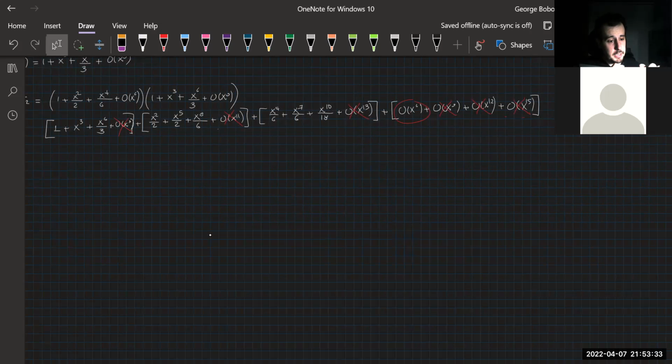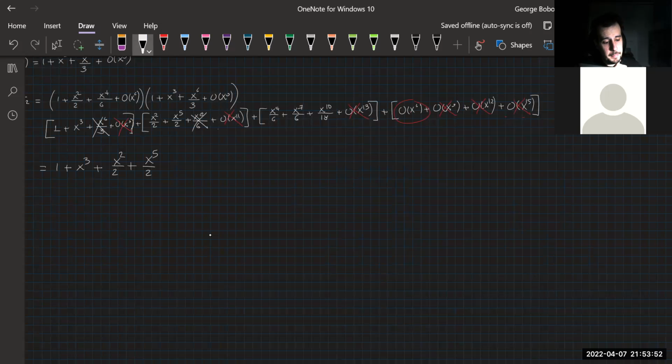So here, if I write my final answer, I would write it like this: 1 plus x to the cube ignored, plus x squared over 2, plus x to the 5th over 2. That guy here, I think it was 8. Yep, so ignore. Plus x to the 4 over 6. Ignore, ignore, plus other terms of power 6.